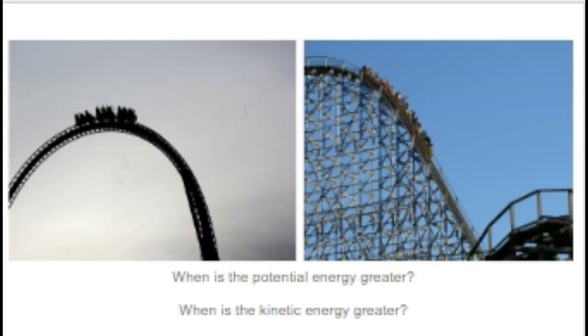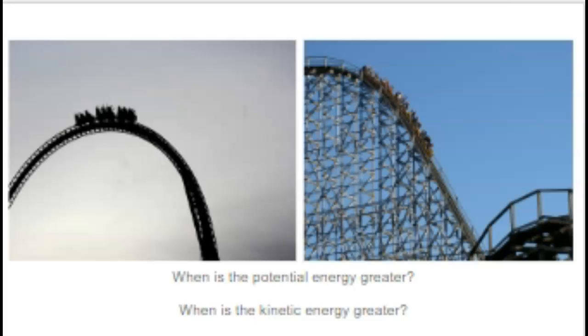Look at the two pictures of roller coasters. Which one shows greater potential energy? The picture on the left shows greater potential energy because the car is at the top of the first hill before it begins its descent. That's when the potential energy is the greatest, or the stored energy is the greatest.